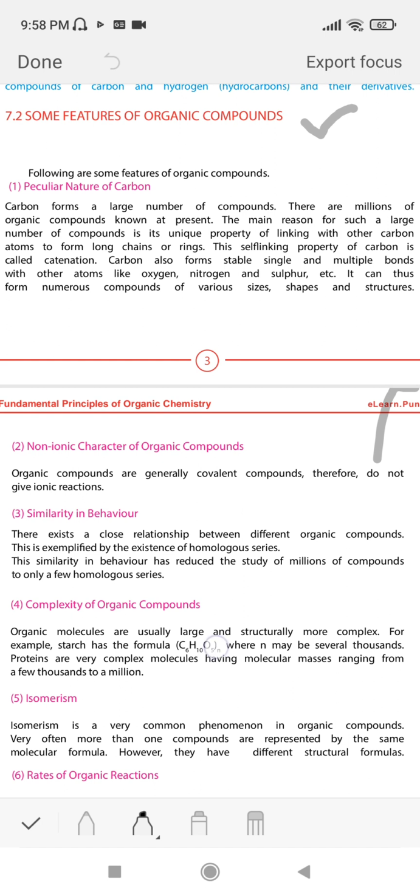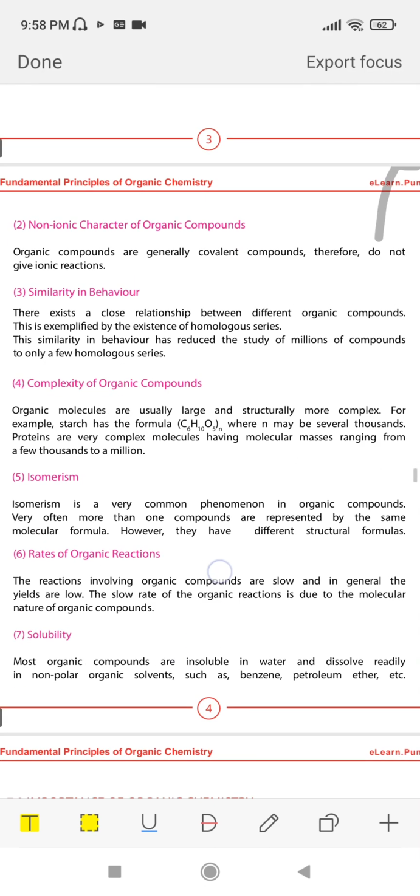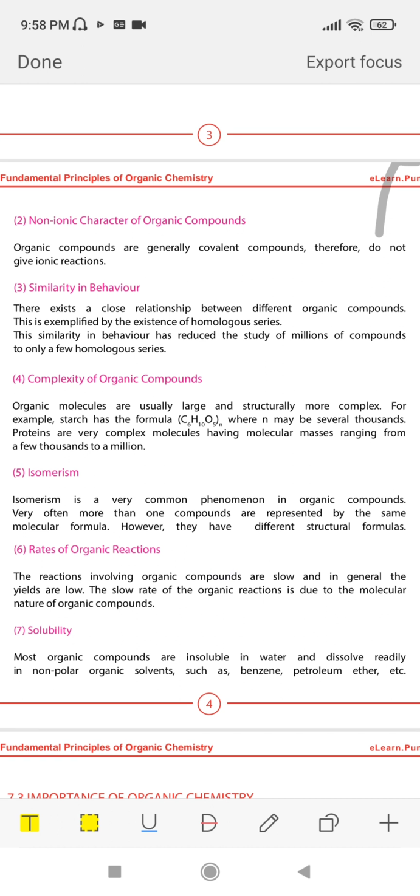The second one is the non-ionic reactions of organic compounds. Organic compounds are generally covalent compounds, therefore they do not give ionic reactions. It means that in organic compounds covalent bonds exist, so that's why organic compounds do not give ionic reactions.